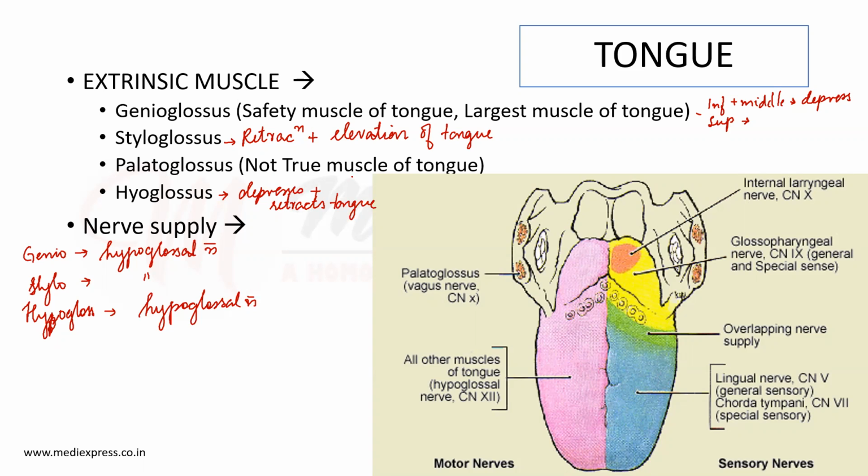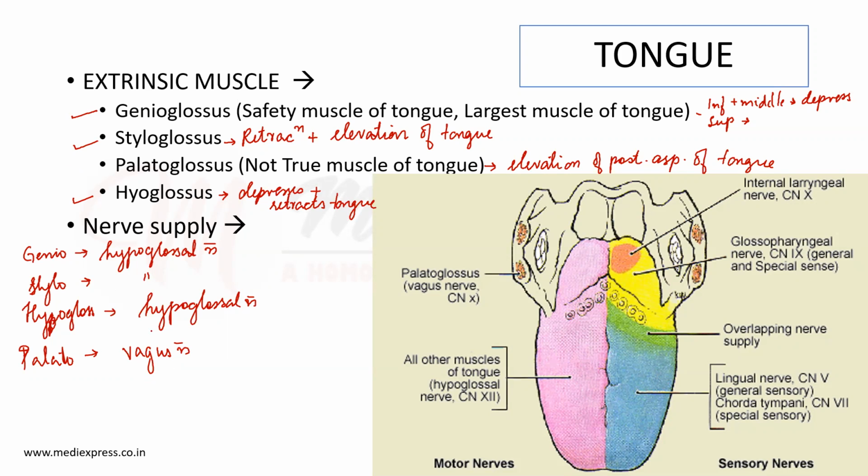Last one is palatoglossus. Now the function of palatoglossus is that it helps in the elevation of the posterior aspect of the tongue. And remember, palatoglossus is supplied by the vagus nerve. So all the three muscles, genioglossus, styloglossus, and hyoglossus, are supplied by the hypoglossal nerve, but palatoglossus is supplied by the vagus nerve. This is very important. Except for the palatoglossus, every muscle of the tongue is supplied by the hypoglossal nerve.